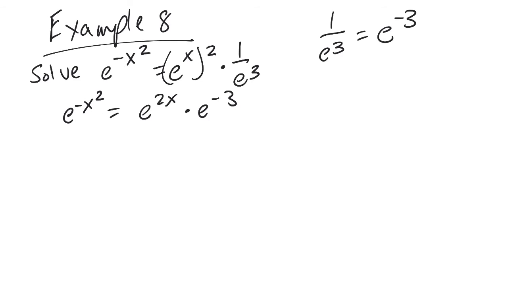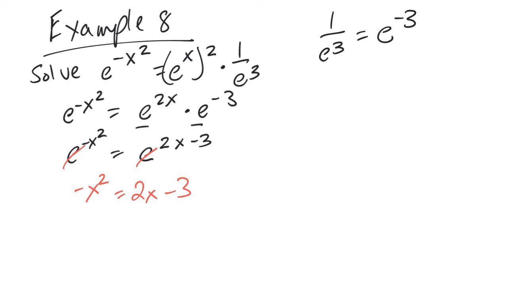More exponent rules here. Same base here, so we're adding our 2 exponents, adding 2x minus 3. Because we're adding a negative, it's a minus. Now we have the same base. So at this point, we can get rid of those e's, and just worry about negative x squared equals 2x minus 3. Now let's get everything on the same side.